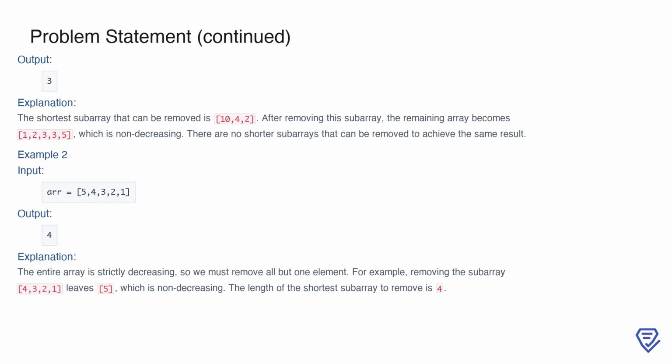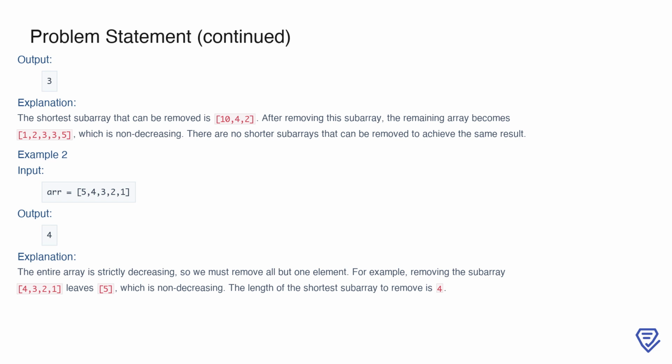In the first example, the input array is 1, 2, 3, 10, 4, 2, 3, 5. Here, the shortest subarray we can remove is 10, 4, 2. After removing it, the remaining array becomes 1, 2, 3, 3, 5, which is non-decreasing. Since no smaller subarray can be removed to achieve a non-decreasing result, the answer is 3.